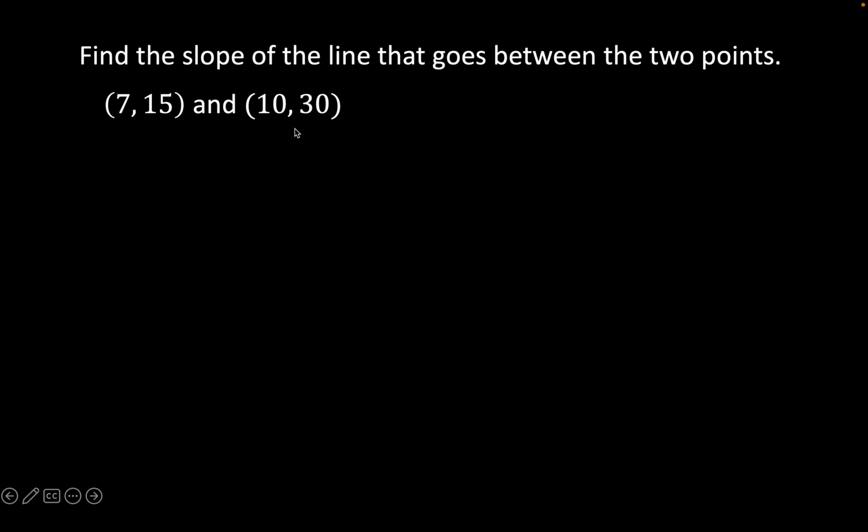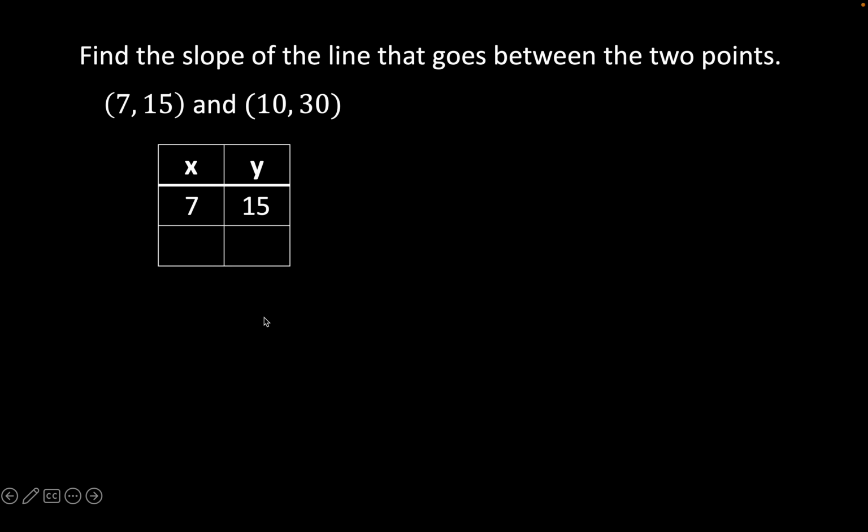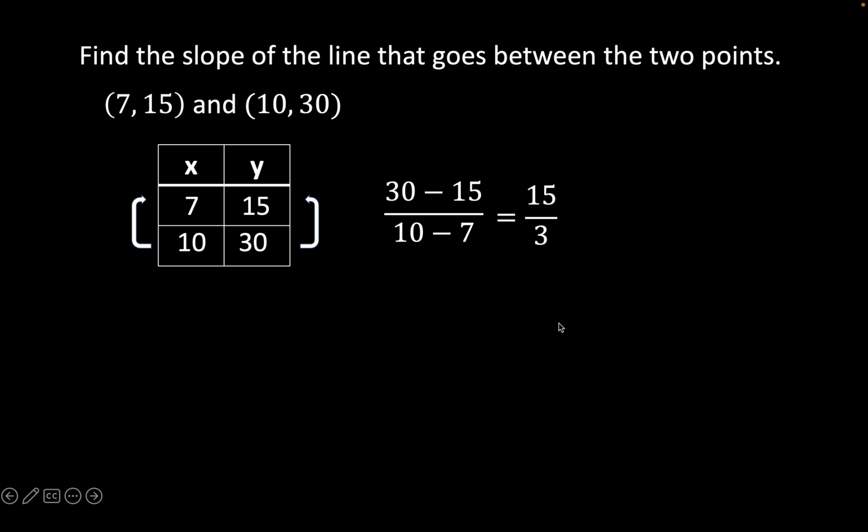Again, if you want 7, 15, and 10, 30, you want the slope of the line that goes through them. Again, slope meaning I do the process of finding out how y compares to x. So I make my table. I copy 7, 15 on the top row because that's my first point. So 7, 15 goes there. I copy 10, 30, which is my second point, down here. And then I do the work. 30 minus 15 over 10 minus 7. That's 15 over 3, which is 5.